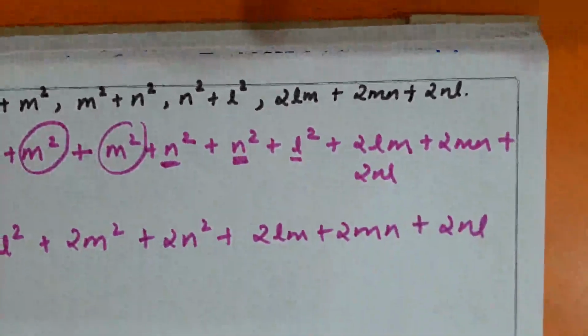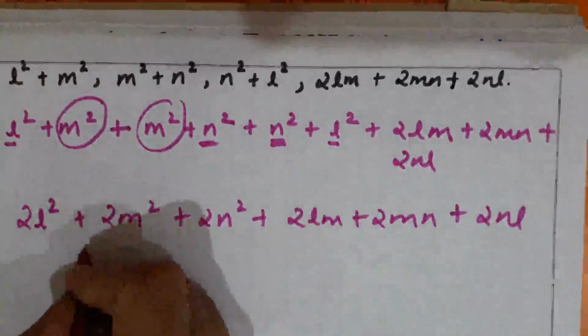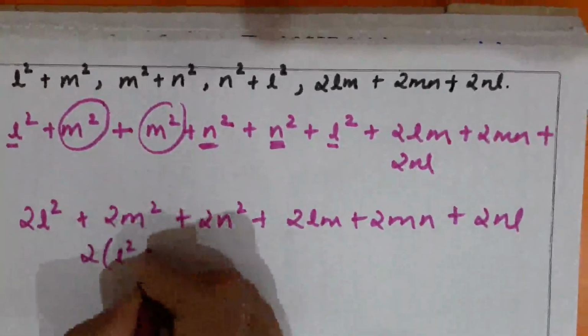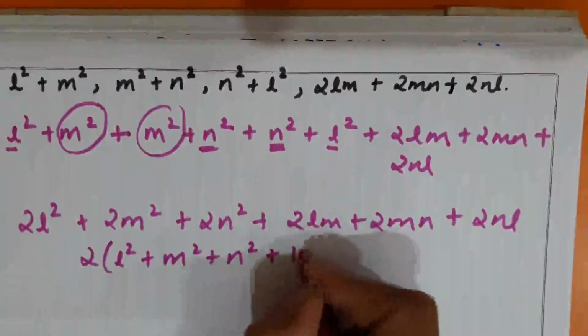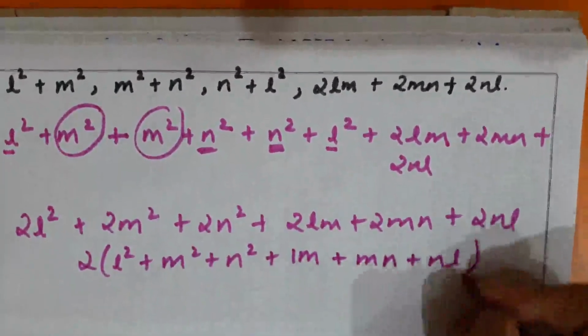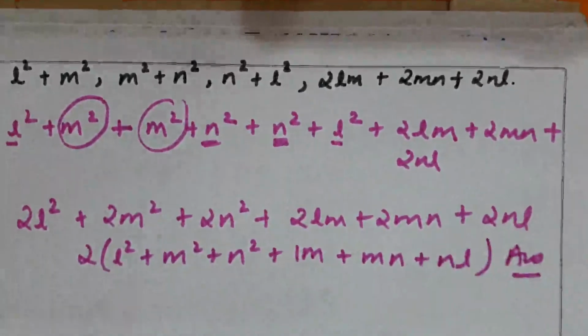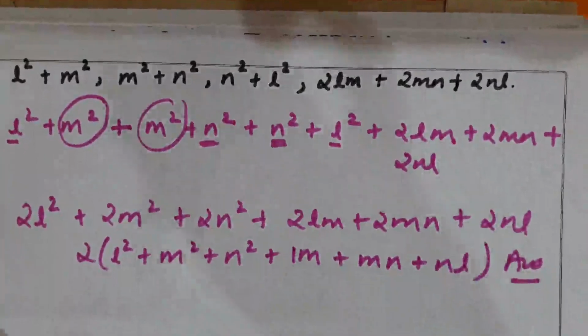Okay, now in the full expression 2 is common. You can take 2 outside and write L square plus M square plus N square plus LM plus MN plus NL. Okay, so in this way you can solve this question. Let's move to the next question.